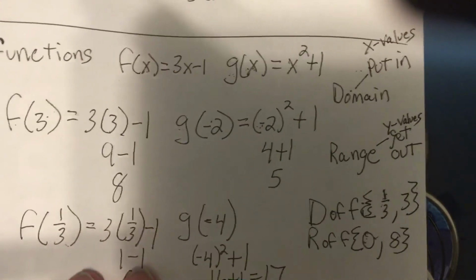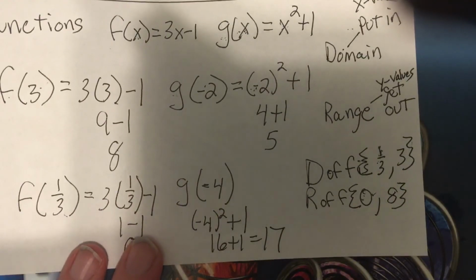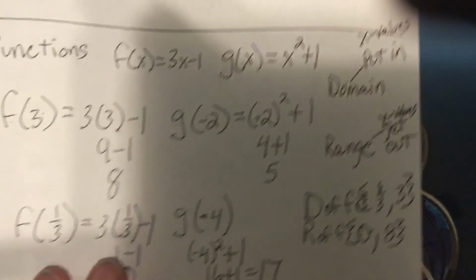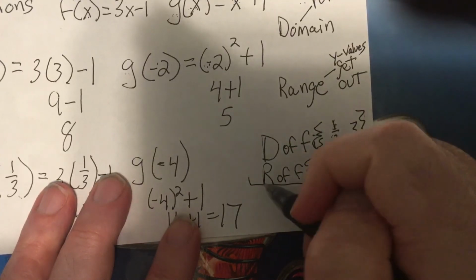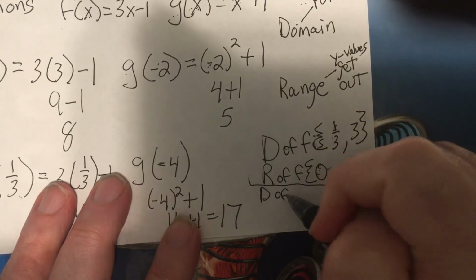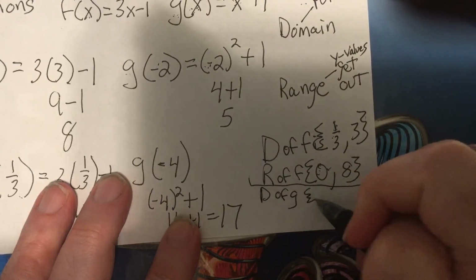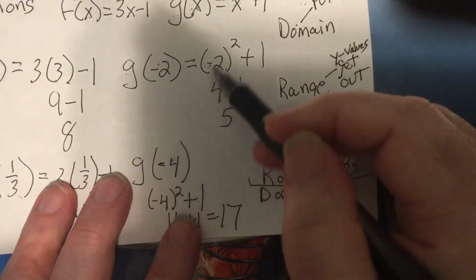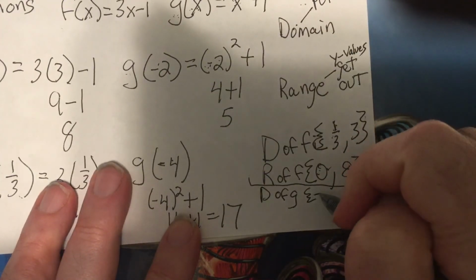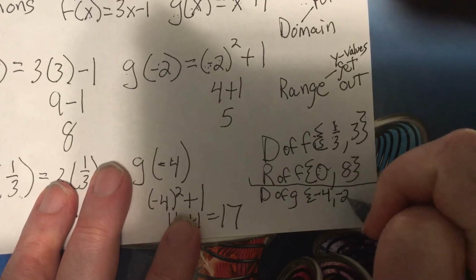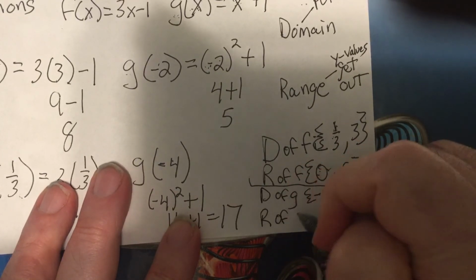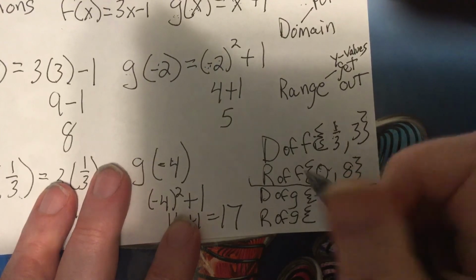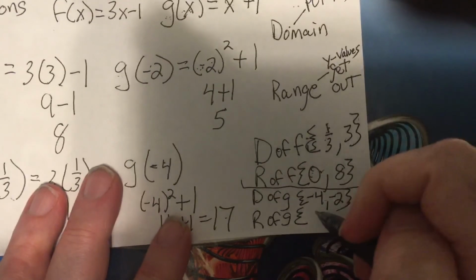So right now, tell me what's the domain of G and what's the range of G? Well, the domain, I don't have much room, I'm sorry. Domain of G would be -4 or -2. And the range of G would be 5, 17.